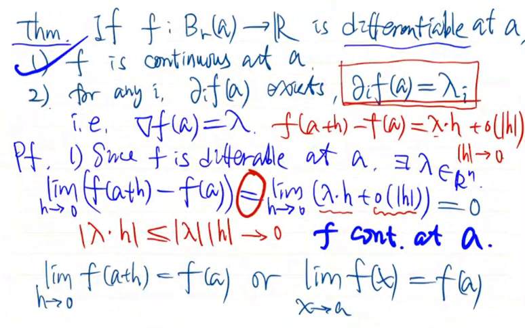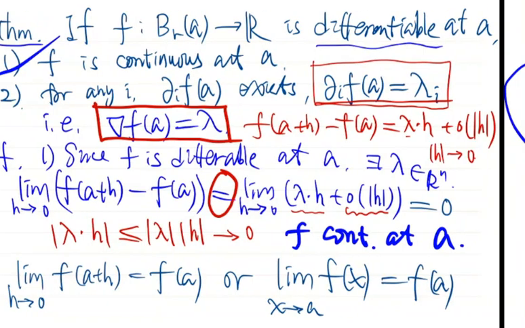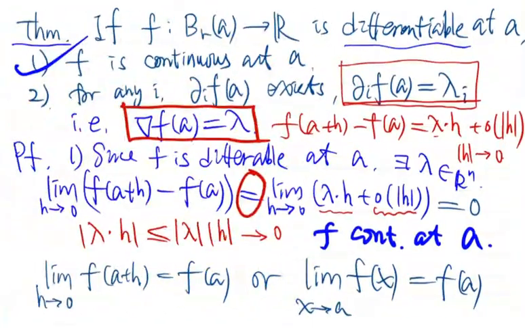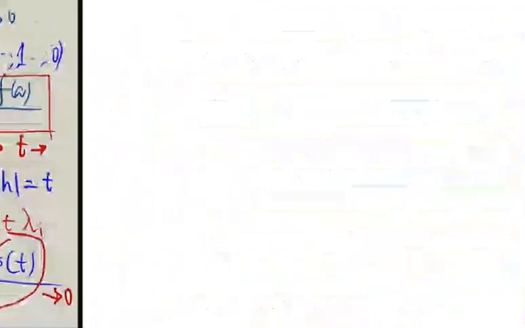Or equivalently, this means that the gradient of f at a is exactly the lambda in the differentiability. So this proves this important theorem. This theorem means that differentiability implies continuity and the existence of partial derivatives. How about the reverse of this conclusion? I will show you by a very simple example that the reverse is not true.